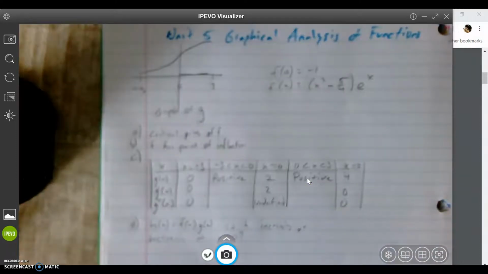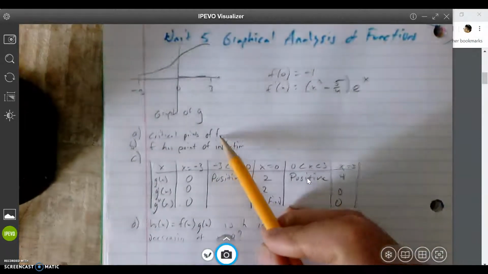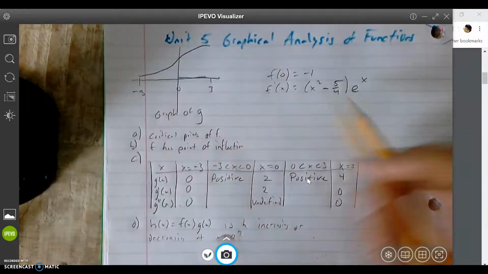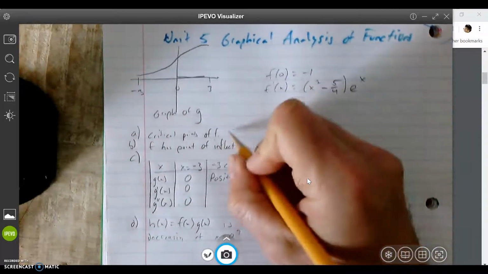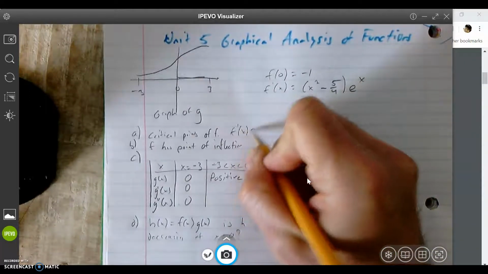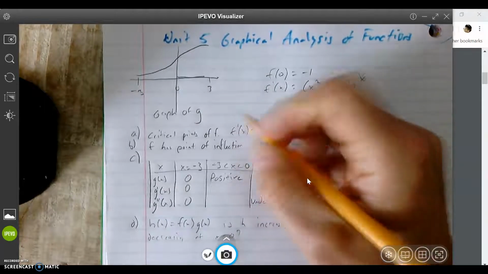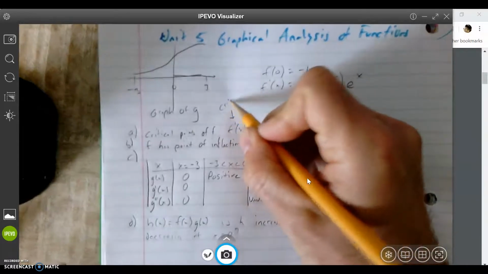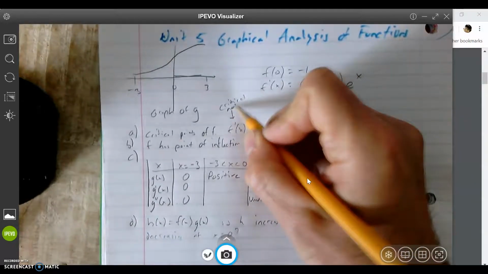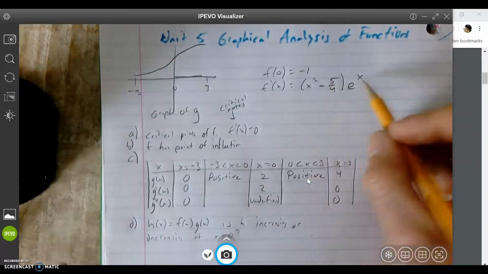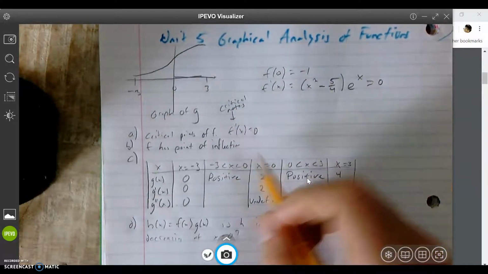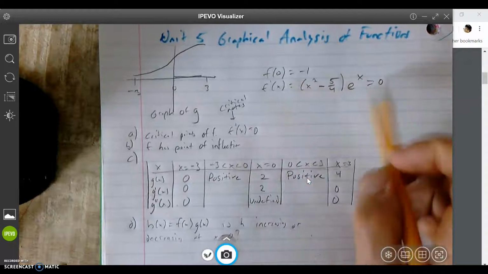Okay. So part A, the critical points of f. Critical points are when f prime is 0. So when the slope equals 0, these are critical points. That is in your notes. You can go back and look. So I'm just going to set this equal to 0 right here because that's already f prime.